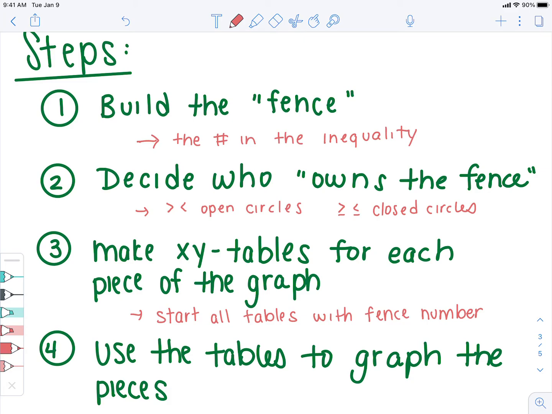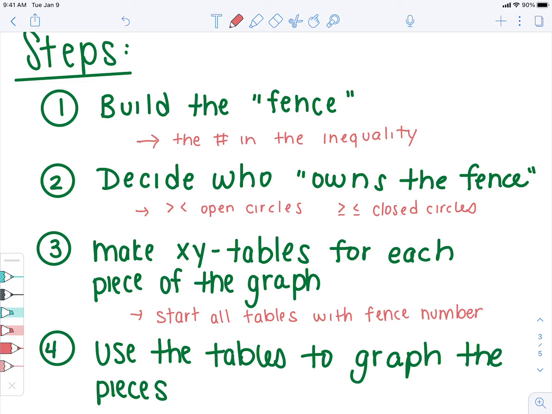So now you can have situations where you have more than 2 pieces. Technically they could give you as many pieces as they wanted. For the most part, just to keep our sanity, we're not going to do more than 3 because it starts to get a little ridiculous.